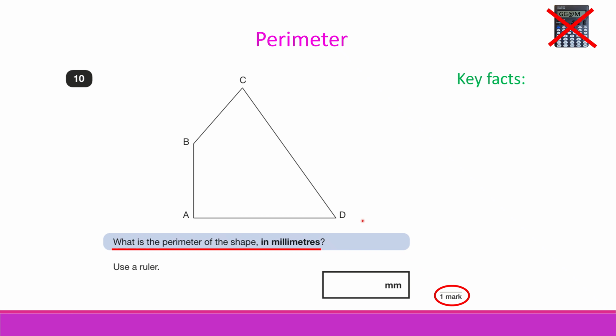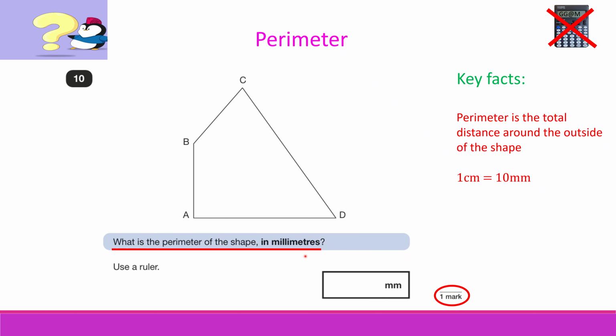So our key facts, we need to know what this word perimeter means. Basically the perimeter is the total distance around the outside of a shape. So if you start and go round the outside of a shape, that is the total perimeter. And you need to be aware that 1 centimetre is equivalent to 10 millimetres. Your answer has got to be in millimetres, so we're going to add up the numbers together in millimetres.